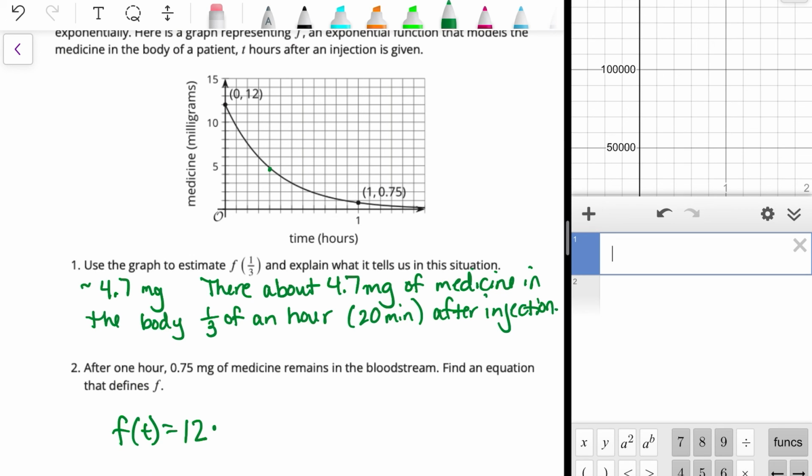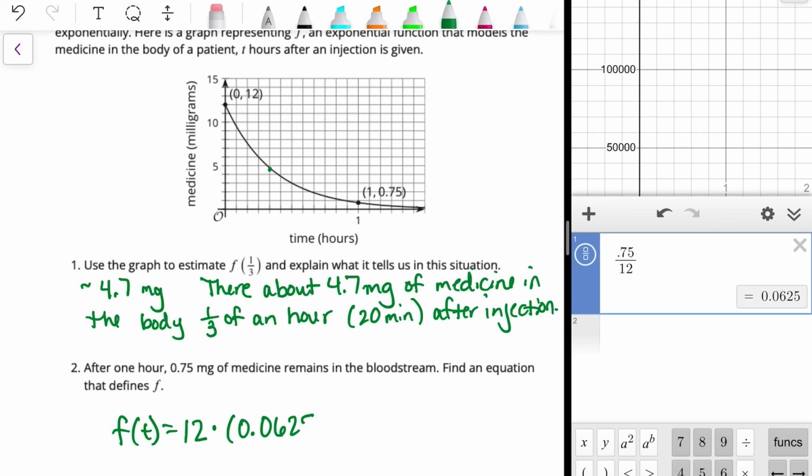12 divided by 0.075? No, that's not what I want to do. All right, so 0.75 divided by 12 gives us 0.0625. So that is our multiplier. That is our constant multiplier. And then we're going to raise that to the power of t.